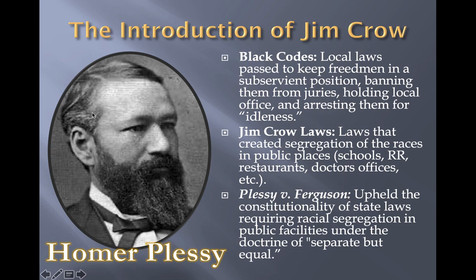And Homer Plessy was only 1/8 black. But in the South, there was this belief in what we call the one drop rule: that if you had an ancestor that was black, then you yourself were automatically considered black. So Homer Plessy is 1/8 black. Basically, that probably means his great-great-grandmother or grandfather was black. So even though he could technically pass as a white man, he was considered black because of it.